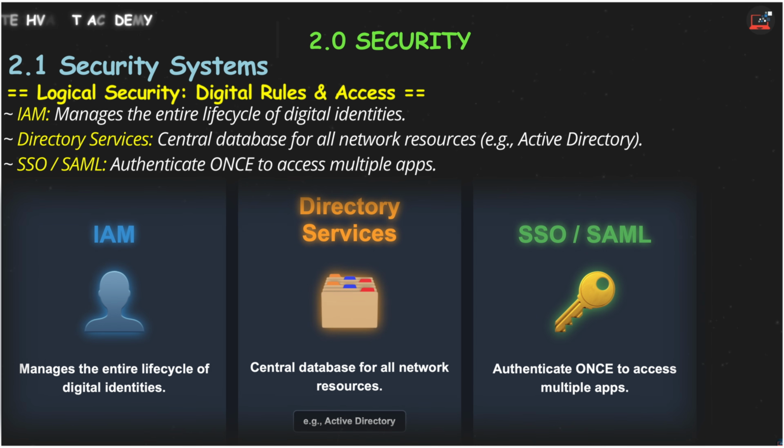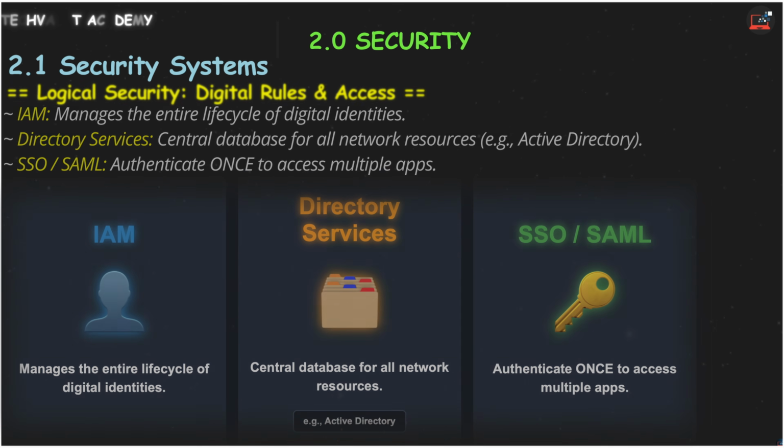It all starts with directory services, like Active Directory, which is the central phone book and master key registry for the entire network. To make life easier, we use Single Sign-On, or SSO, which is like a master key card that lets you authenticate once to access multiple applications. For web apps, this is often handled by SAML, an open standard that acts like a digital valet, confirming your identity with a trusted source before granting you access.